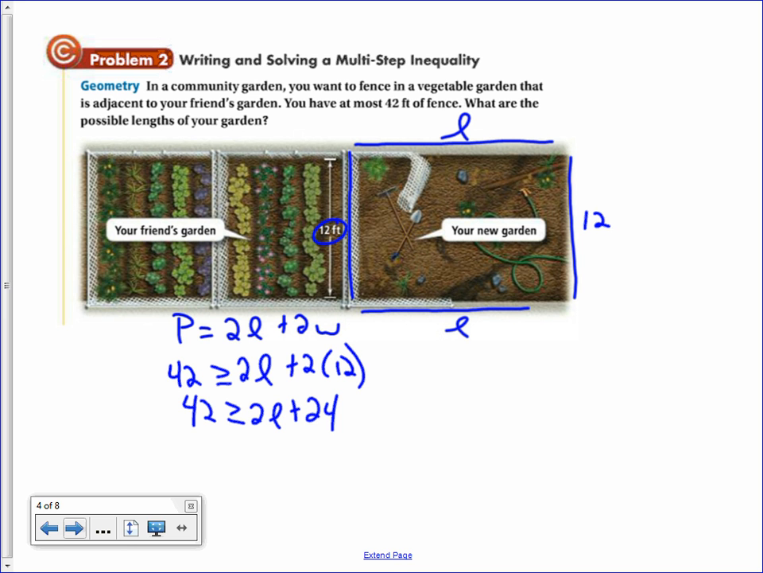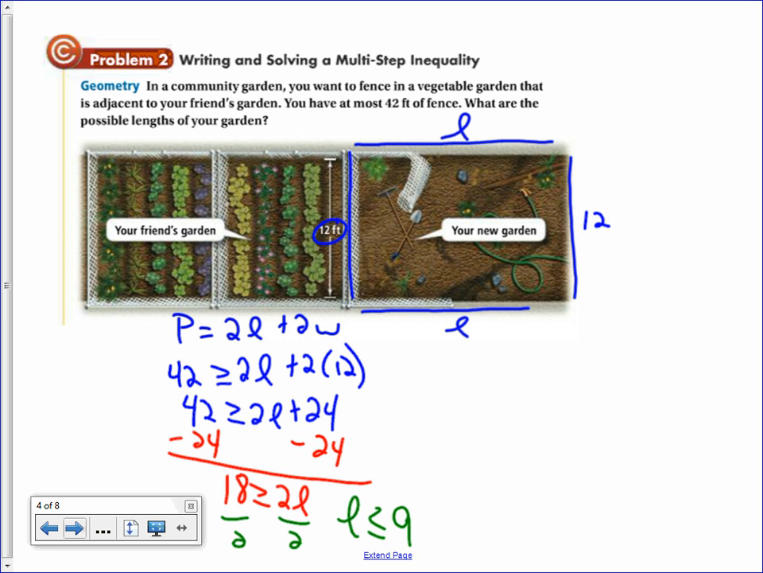So to solve this, I could subtract 24, and I'd have 18 is greater than or equal to 2L. If you divide by the 2, you'd have L is less than or equal to 9. So how long can my lengths be? Has to be at most 9 feet long.